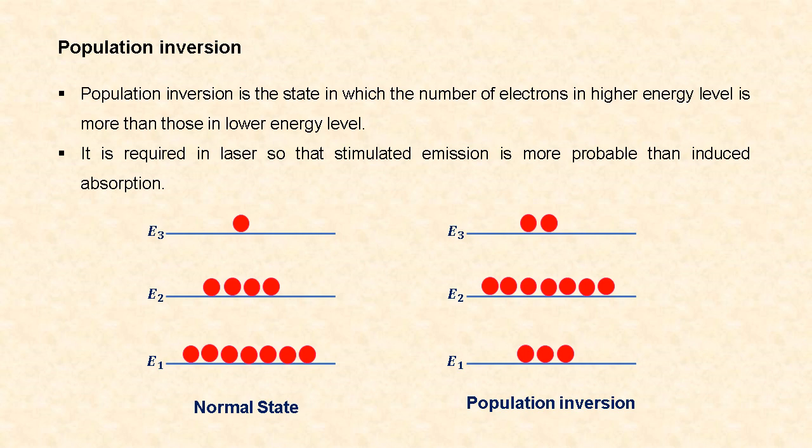The first figure shows the normal state in which the energy level E1 has more electrons than E2 and E3. That is, the higher energy levels have a low number of electrons, and the lower energy level has a high number of electrons. But in the second figure, the population inversion state, the second energy level has more electrons than the lower energy level E1. Hence here the probability of stimulated emission is more than the absorption of radiation.